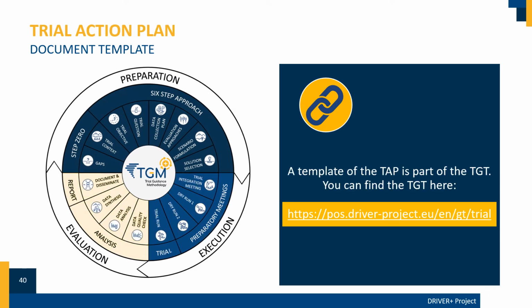The Trial Action Plan is a comprehensive document template to keep track of all your co-creative work and decisions during the preparation phase and execution phase. Because the TAP is closely linked to the TGT, and using the TGT will result in inputs for the TAP, this TAP template can be found within the TGT at the following URL.